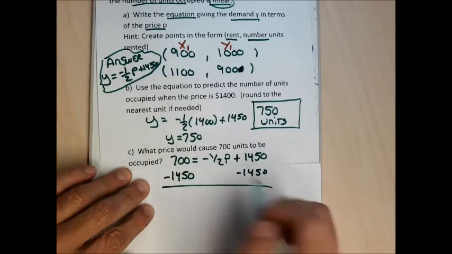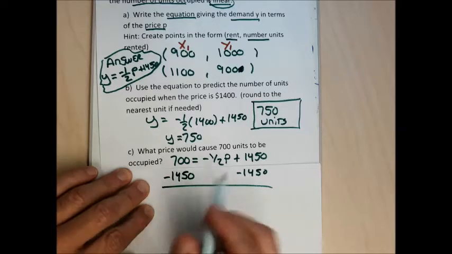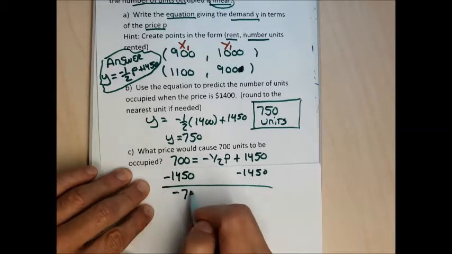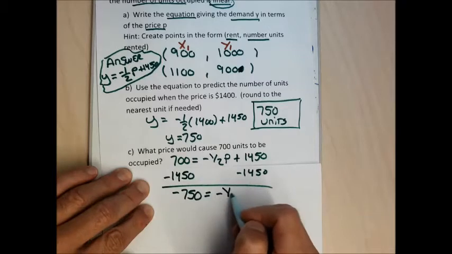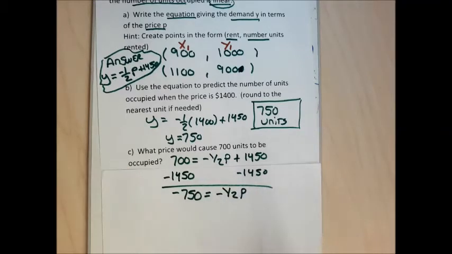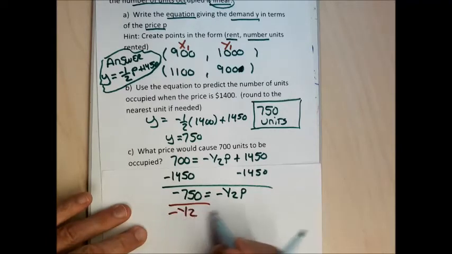On the left-hand side, 700 minus 1450, I'm doing off screen on my calculator because I don't want to make a mistake. I get negative 750. On the right-hand side, the numbers cancel and I'm left with a negative 1/2 p. Last thing I'm going to do is divide both sides by negative 1/2.